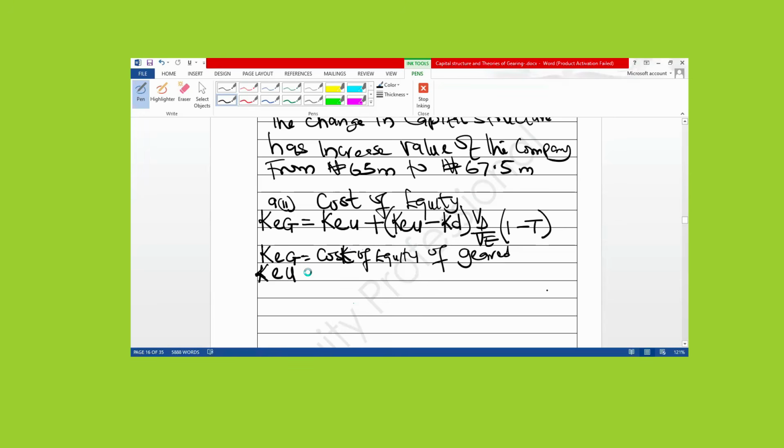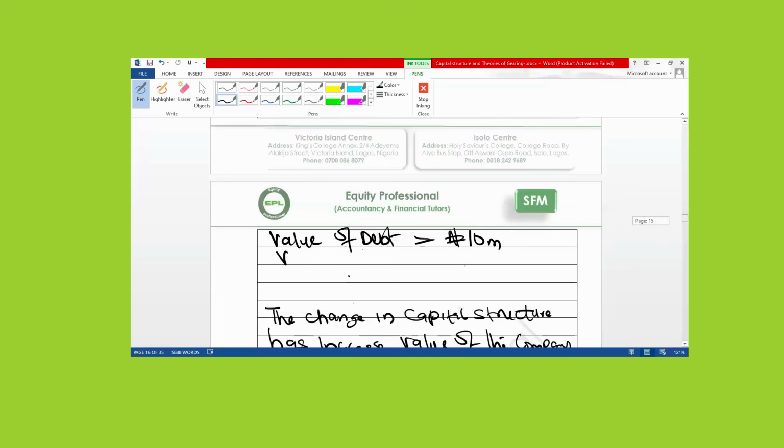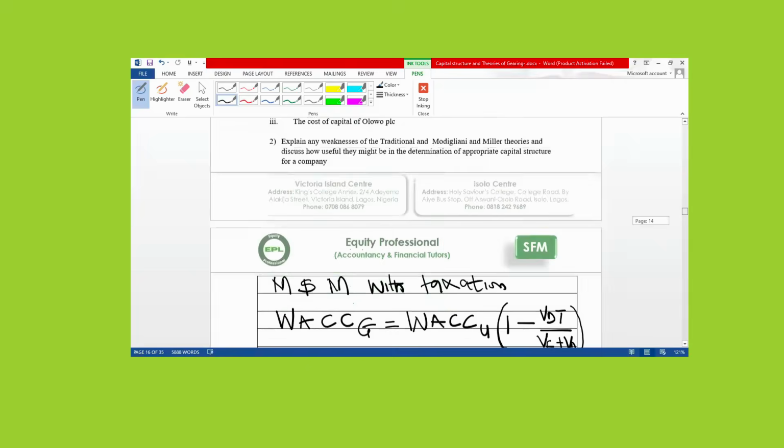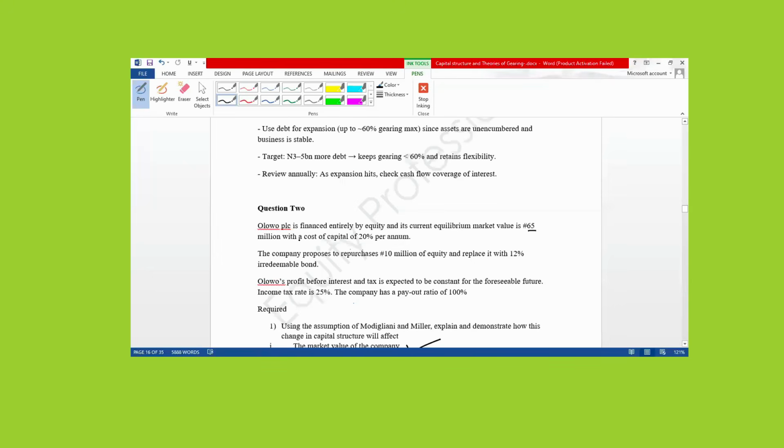KEU, cost of equity of ungeared. When the company is ungeared, what is the cost of equity? Let's go check. Look at it here. Olowo PLC financed entirely by equity. Its current equilibrium market value is 65 million with a cost of capital of 20%.